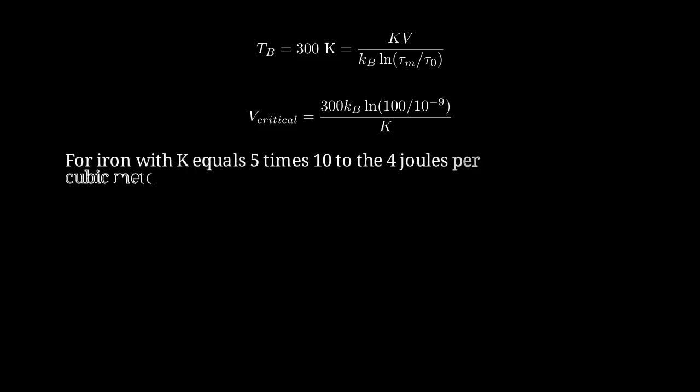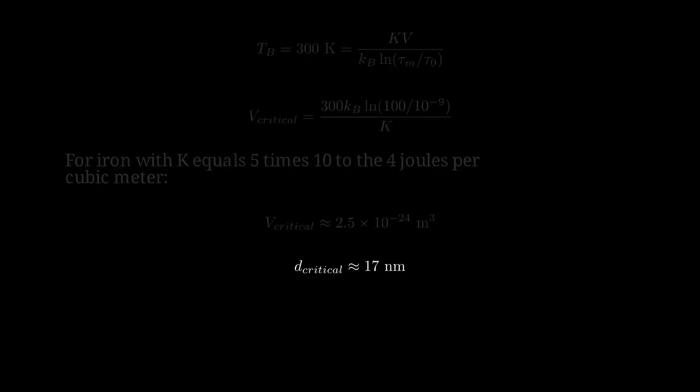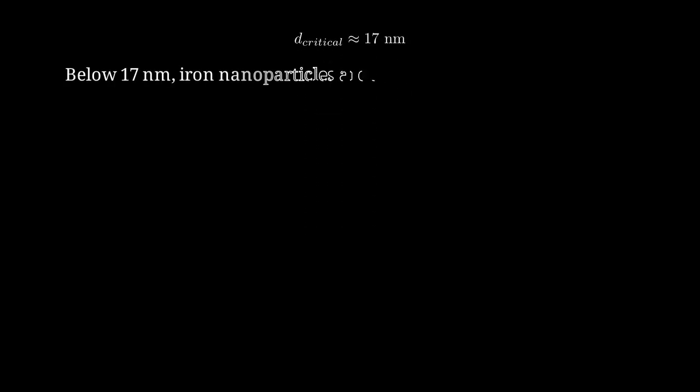Using iron's anisotropy constant of 5 times 10 to the 4th joules per cubic meter, we get a critical volume of about 2.5 times 10 to the minus 24 cubic meters. Converting to diameter for a sphere, this gives approximately 17 nanometers. Therefore, iron nanoparticles smaller than about 17 nanometers are superparamagnetic at room temperature and cannot store magnetic information.